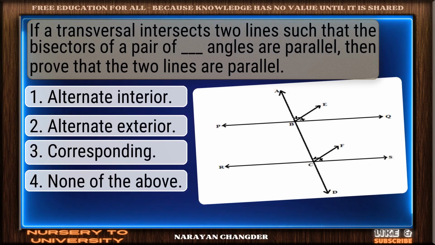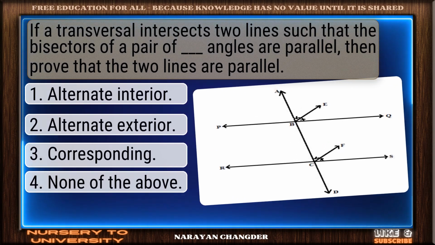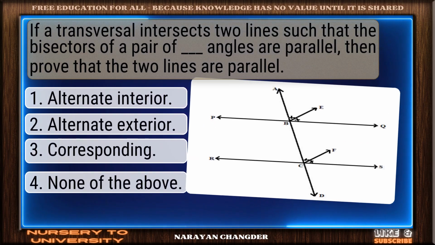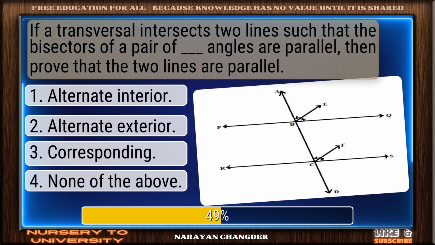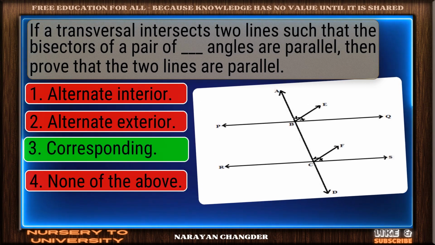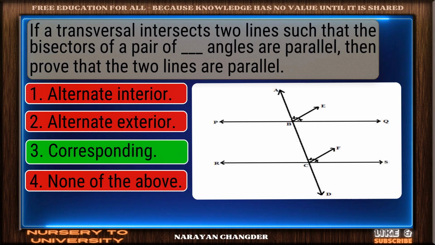Question number 1. If a transversal intersects two lines, such that the bisectors of a pair of corresponding angles are parallel, then prove that the two lines are parallel. Clear logic. Your choice, corresponding, is sound and 100% true.